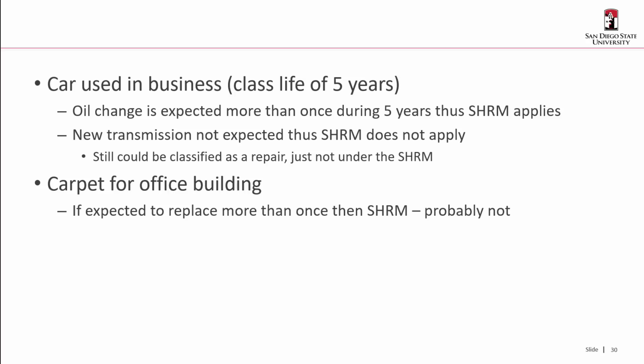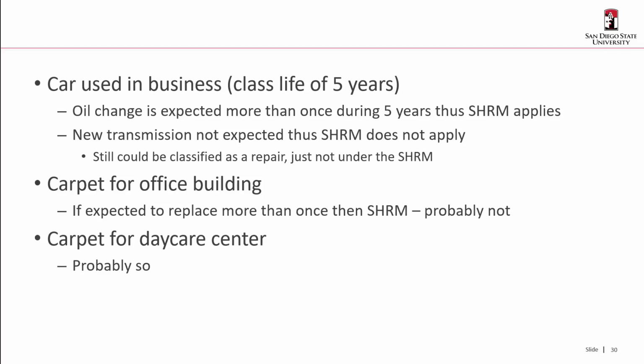Okay, so let's look at something about a building, right? Let's take a carpet, for example. So if you had an office building, would you expect to replace the carpet more than once in the 10-year period? Recall that for buildings, it's a 10-year period. And carpet, probably not, right? Not in 10 years, although 10 years is getting pretty long in the tooth for a carpet. Probably depends on the type of office building. But let's go with probably not.